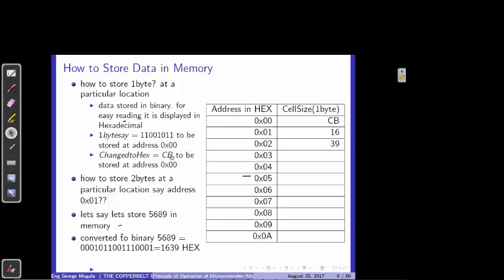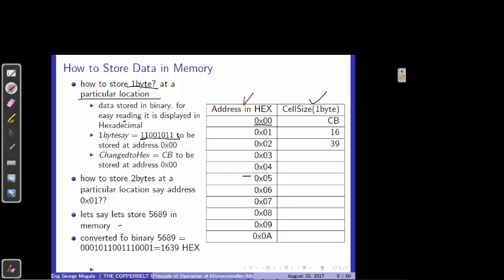Now, let's just look at how we store data in memory. For example, how do we store 1 byte at a particular location? Here are all the cell locations in hexadecimal, and the cell size is 1 byte. 1 byte means the size of this cell is 8 bits. And at cell location number 0, let's say we want to store 1 byte.